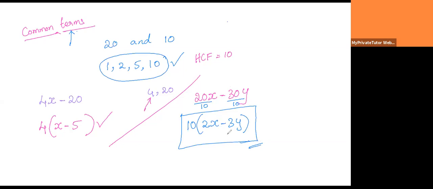Okay. I hope everyone understands this. So how to simplify? By taking the common factor out. If yes, we'll move to the next one, which is the distributive property.